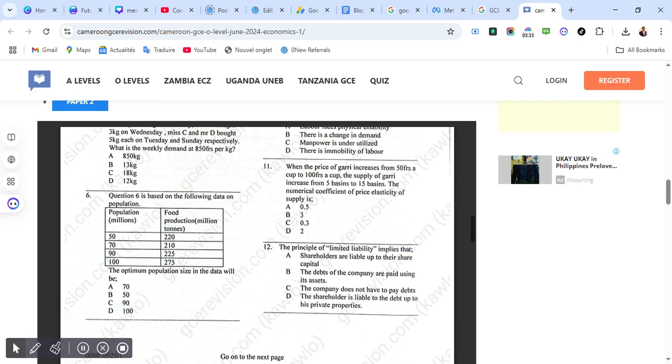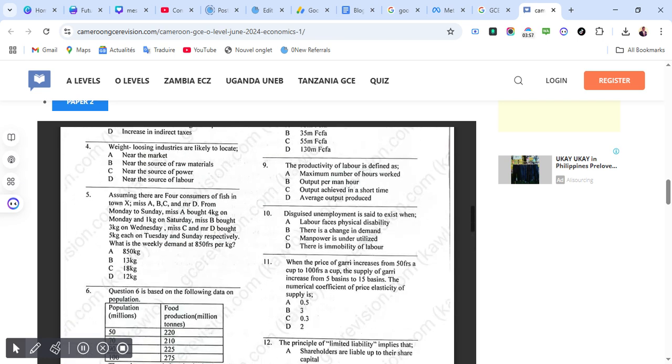Question 6 is based on the following data on population. They give us a table on the population of a country, covering the population and the food production. Then they ask what the optimum population size in the data will be. The correct answer is A, which is 70. That is going to be the optimum population size.